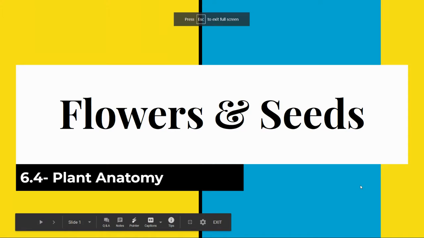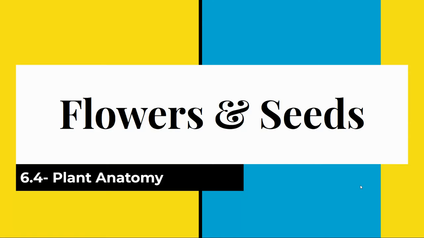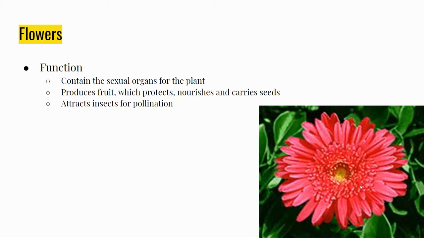All right, so we're going to move into the last section of Unit 6, which is 6.4, which is going to deal with flowers, structure, and a little bit of information about seeds. So flowers have a few different functions. One of those functions is that it's going to contain the sexual organs for the plant. We'll talk about the different types of flowers.